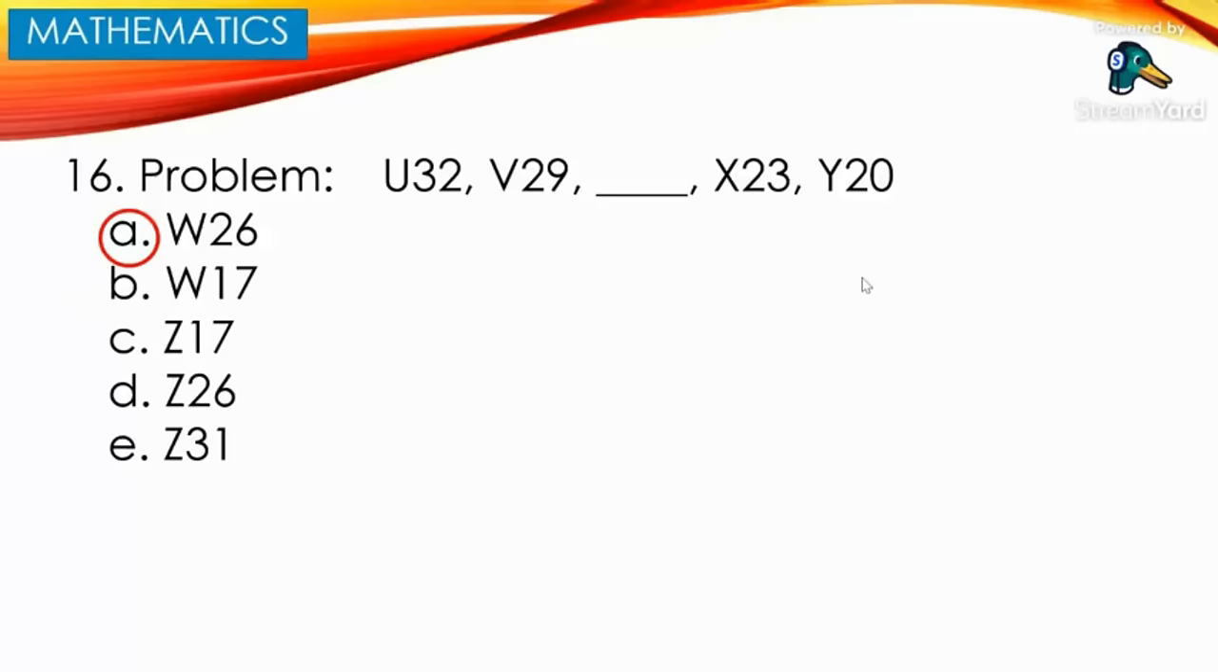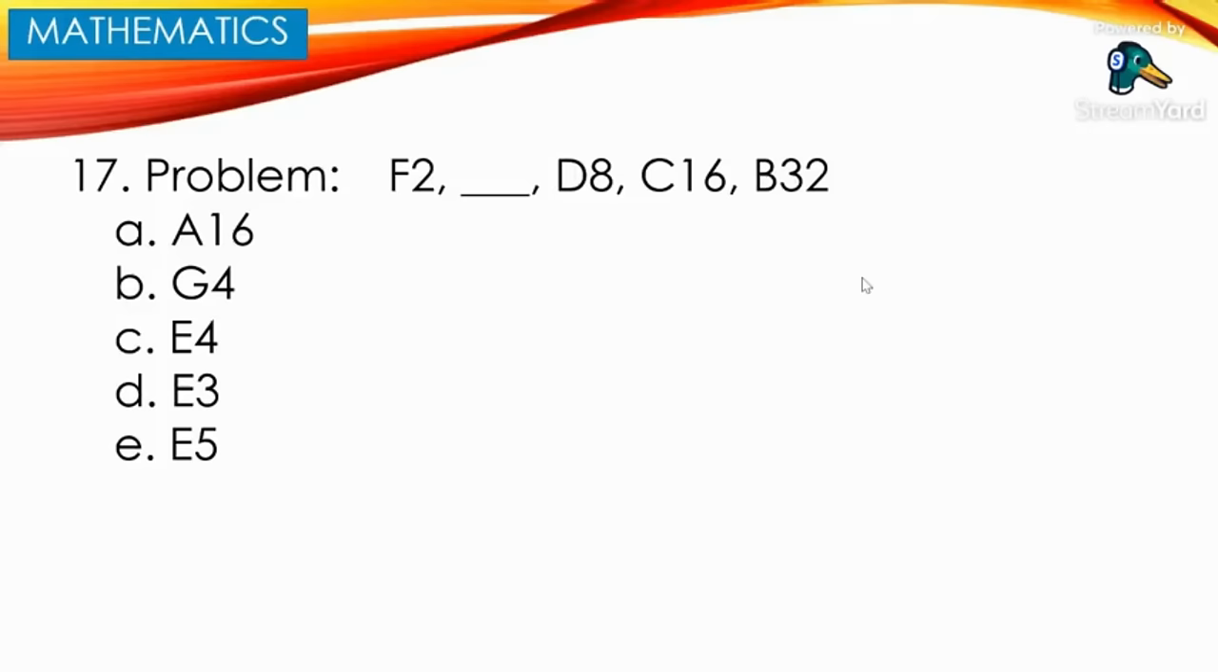Okay, next. Number 17. F2, blank, B8, C16, then B32. Okay, so let's have number 17. Comment down 17 and then your answer. Okay, ma'am Lani answered letter C. Ma'am Pearl, same, answered letter C.